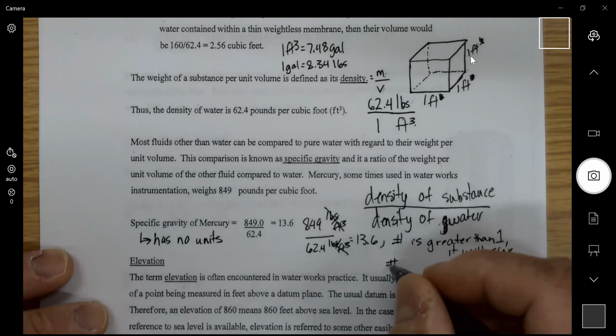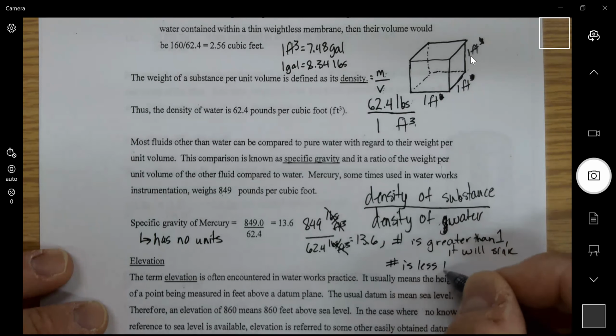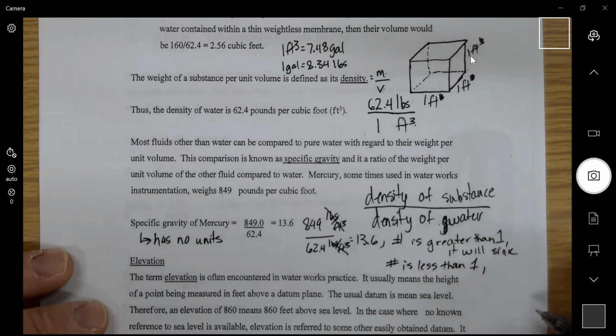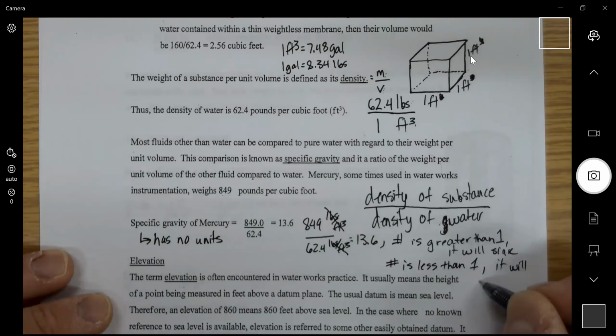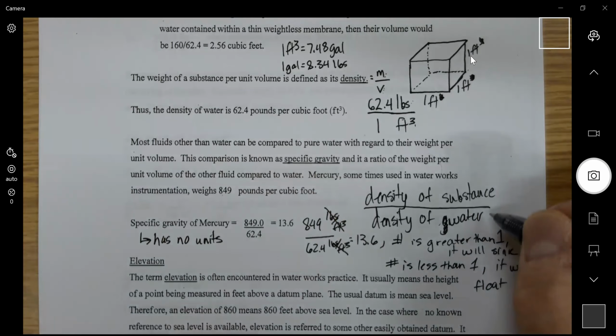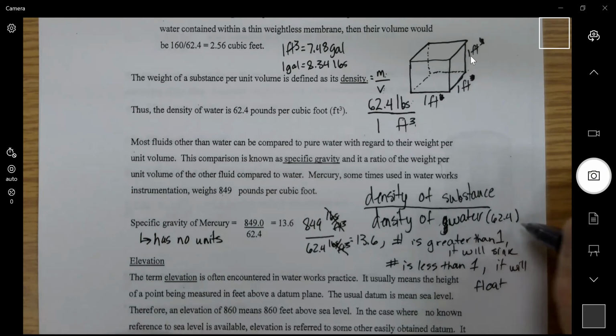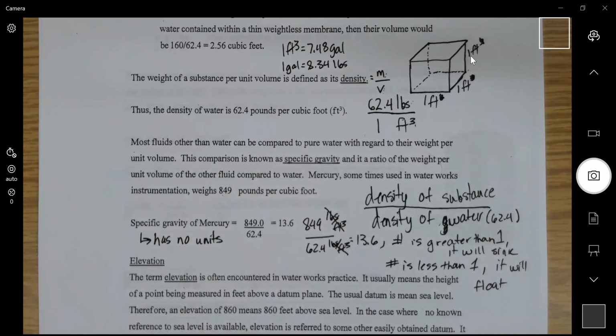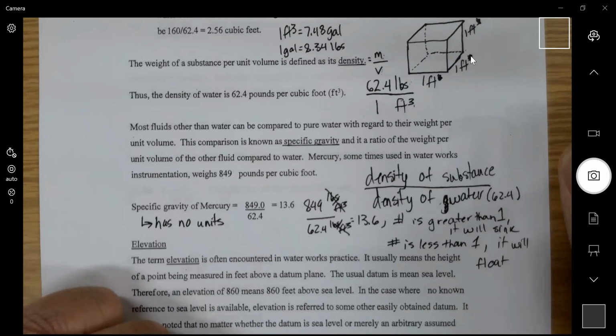And if the number is less than 1, what do you think it will do? Well, if it sinks when it's greater than 1, it's got to float. So if it's less than 1, it floats. And if the number is greater than 1, it will sink in water, okay? That's really what I have to talk to you about specific gravity, is understanding what the formula is for it. It's the density of an object divided by the density of water, which is 62.4. That won't ever change, okay? And knowing that it has no units and that things can float or sink based on what you get for an answer, okay? All right, elevation.